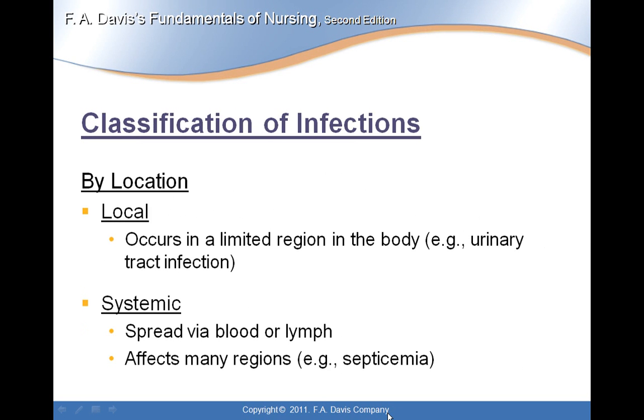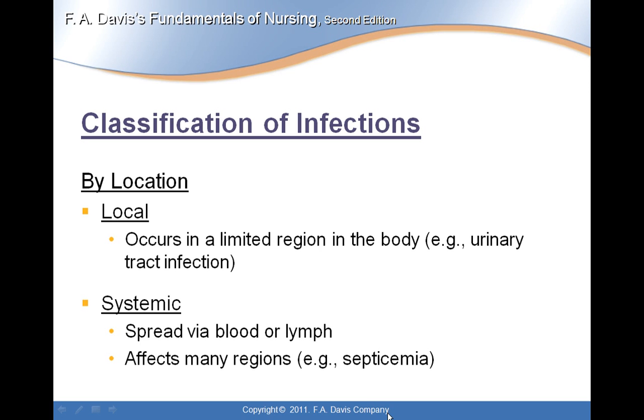So, classification of infections. First, we have by location. And so location, the person can have a local infection, and so as it says here, it can occur in a limited region of the body, such as maybe the person is walking barefoot, they get a cut on the foot, and the foot becomes infected, and so only that foot is red, and you may see edema or swelling in that area, but that's a local infection.